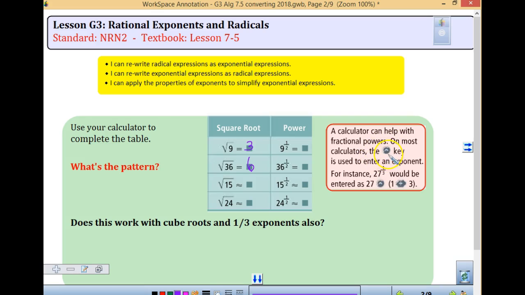We know the square root of 36 also is 6. So it says on your calculator to help with fraction powers, most calculators have that caret key. There's graphing calculators too, right? It says use that to enter the exponent. And you have to, we talked about this earlier, when you're going to 27 to the 1/3, you must put 27 to the caret and then 1 divided by 3. Some of your calculators don't have that caret, they have y to the x. You still have to put 1 divided by 3.